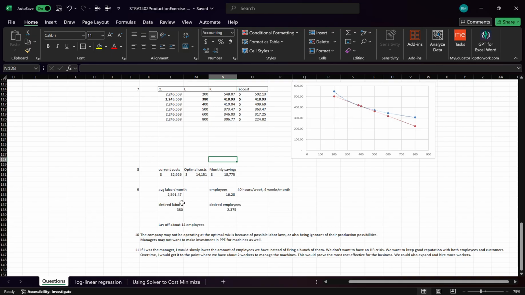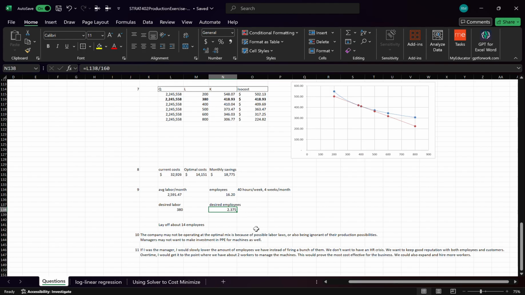Number 9 was basically how many employees do we need to cut. So with the average labor per month that we did have, they work 40 hours a week, and I assumed 4 weeks per month. So we have about 16 employees pretty much. And then from there, this is our desired labor. If that was the case, we only need like 2 employees. So we're going to have to lay off 14 employees in order to get the desired labor, if that's something that we want to do.